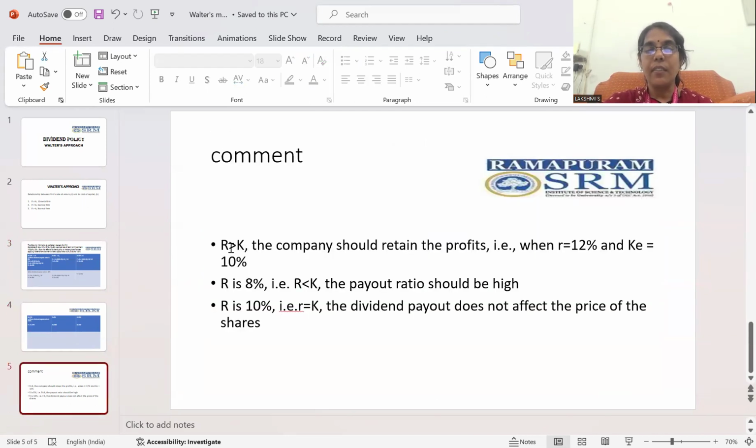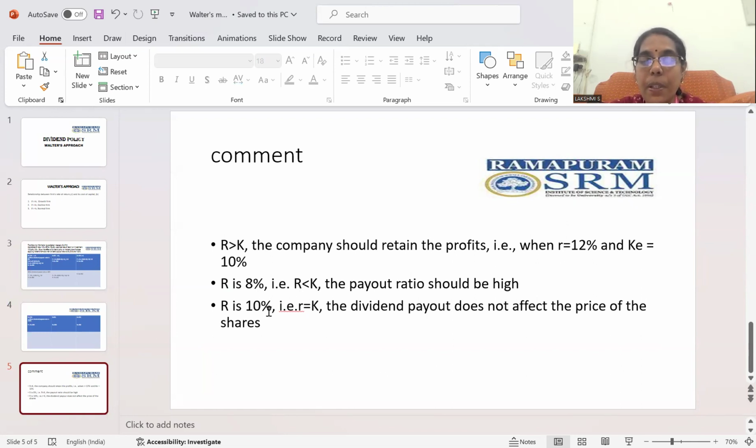So the rate of return, the first one, is 12%, which is greater than K. The company should retain the profit of 2% when R equals 12% and KE equals 10%. So the company retains 2% as a return and the remaining 10% is distributed as a dividend to the shareholders. So the first one we call a growth firm. Second one, R is 8% and K is 10%. Here, R is less than 10%, so we borrow 2% from outsiders and distribute this as a dividend to the shareholders. Otherwise, this arrears of dividend will be carried forward to the subsequent year. So we call this one a declining firm.